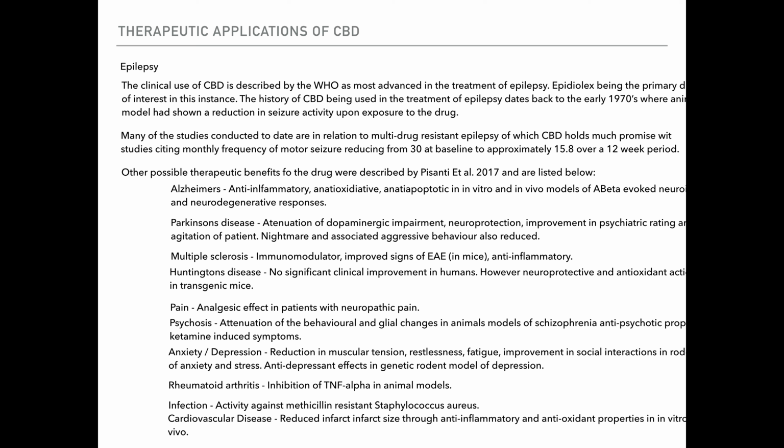So the next one is multiple sclerosis. Particularly in the Barnes report, there's a great deal of reading. I'd highly recommend everybody read the Barnes report. Hopefully we'll be able to sit down and have an interview with Professor Barnes. In multiple sclerosis, an immunomodulator improves signs of EAE in mice, and obviously, as I mentioned before, it's an anti-inflammatory. In Huntington's disease, there's no real significant clinical improvement in humans. However, as mentioned in the other couple of examples, CBD does have a neuroprotective quality and an antioxidant quality, and that's been observed in transgenic mice to have had a benefit.